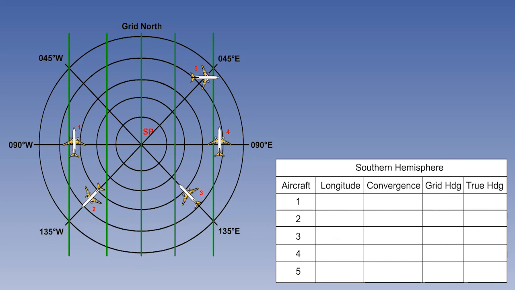Now let's do it for the southern hemisphere. This is slightly more of a brain stretcher. To get grid north at the top of the page in the southern hemisphere, we need the datum meridian at the 12 o'clock position. In the southern hemisphere, north is the direction that runs out of the South Pole.